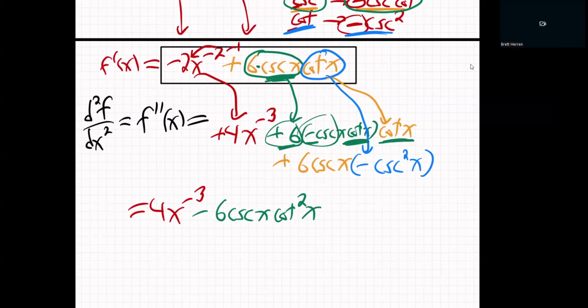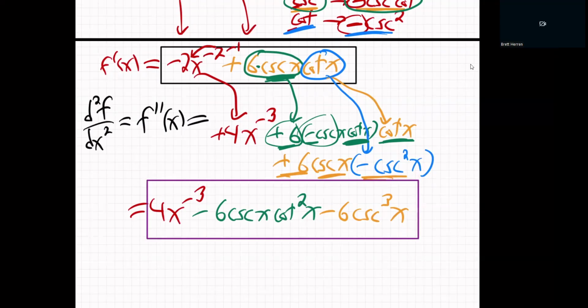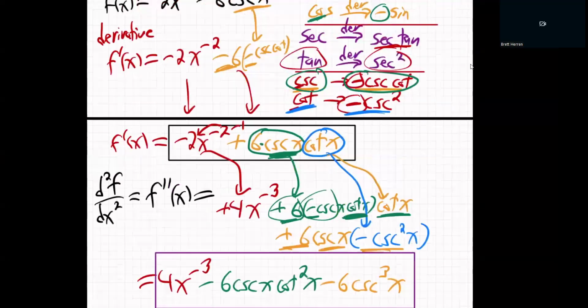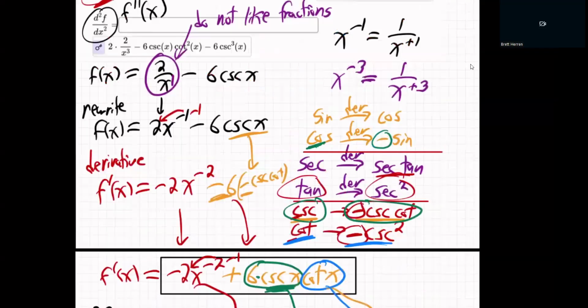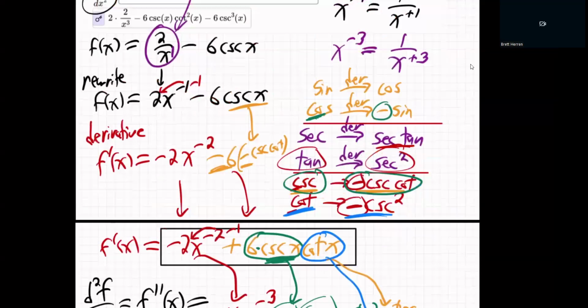It's positive 6 times negative, so it's negative. Plus, well, actually, positive 6 cosecant times negative is going to be negative 6 cosecant cubed of x, right? Because it's cosecant times cosecant squared, cosecant cubed. And there we go. That's the second derivative of it. And yeah, we got it right. Minus 6 cosecant cotangent squared. 4 over x. So, yep.